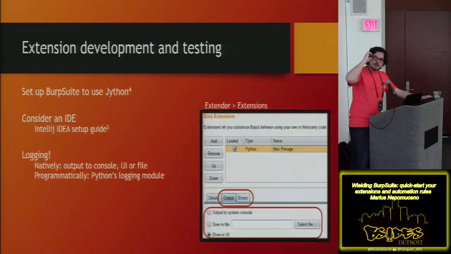Logging. Definitely account for logging from the very first time that you sit down and start writing your extension, because you will have to debug, and you will have to do all kinds of print statements or whatever to find out what's wrong, find out what you have to fix. BurpSuite itself can output anything from your extension to the UI right there, also to the system console if you open BurpSuite from console, or you can save it to a file.